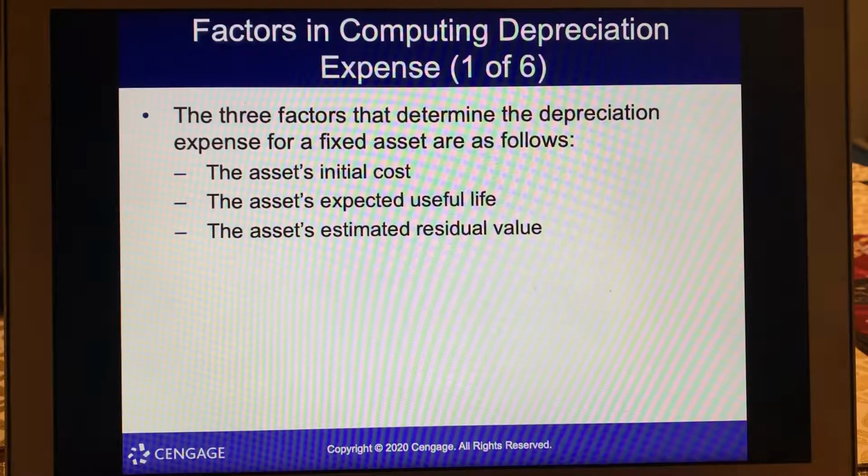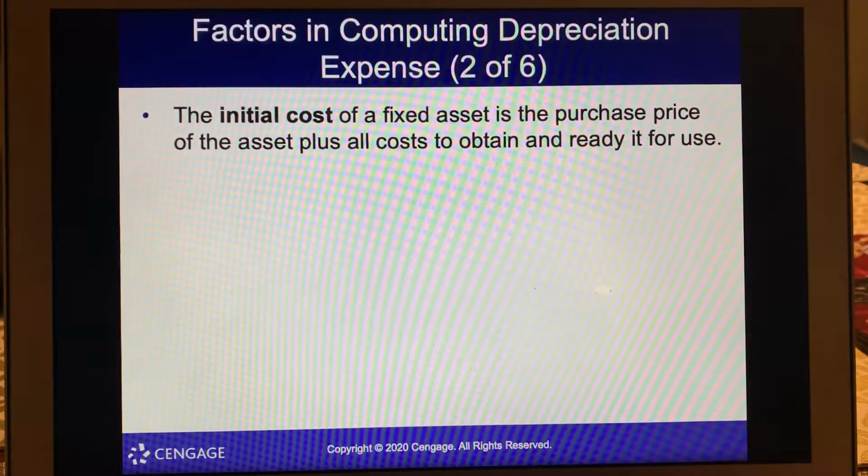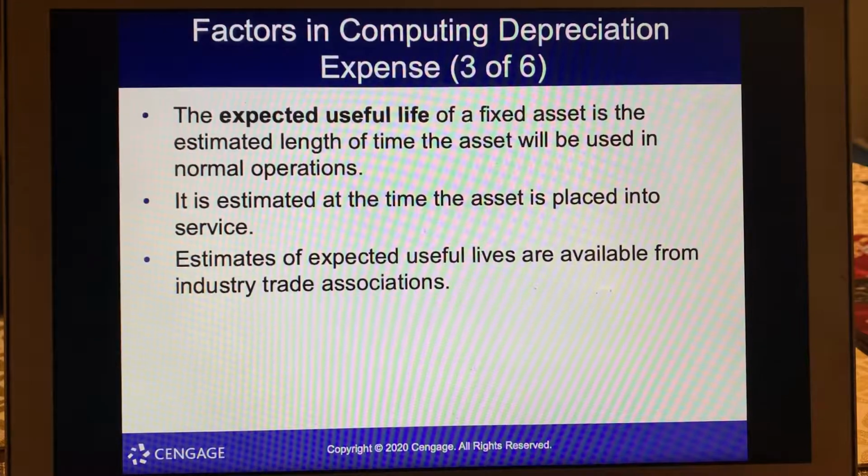Three factors that determine the depreciation expense for a fixed asset are as follows: the asset's initial cost, the asset's expected useful life, and the asset's estimated residual value. The initial cost of a fixed asset is the purchase price of an asset plus all costs to obtain and ready it for use. The expected useful life of a fixed asset is the estimated length of time the asset will be used in normal operations. It is estimated at the time the asset is placed into service. Estimates of expected useful lives are available from industry trade associations.